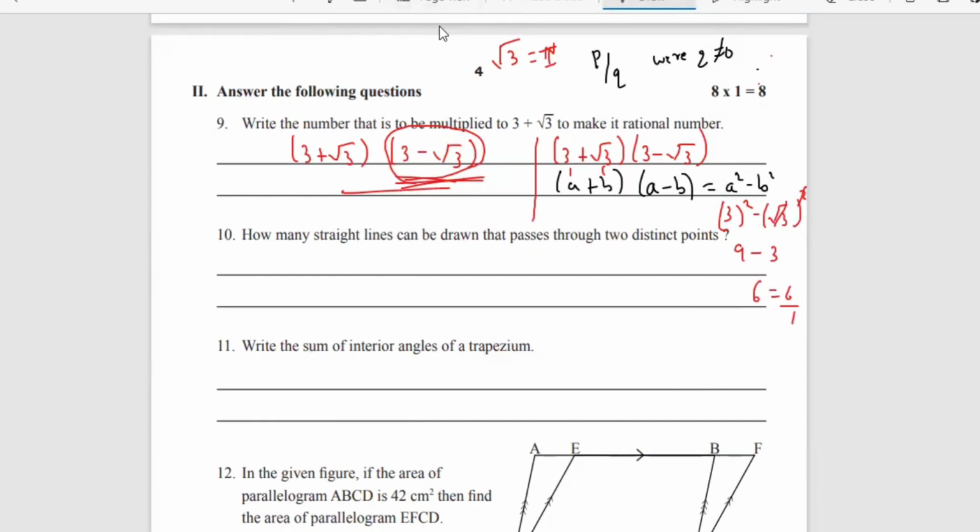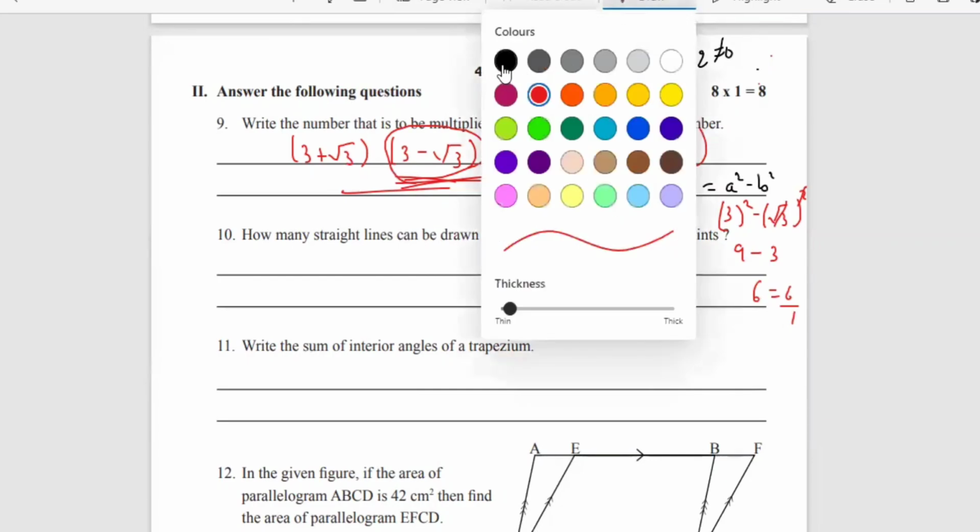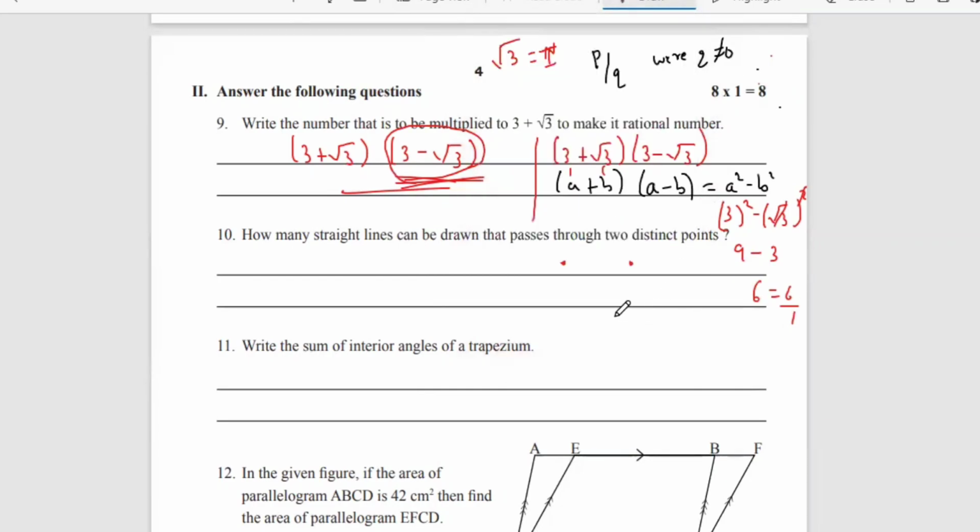The next one is very simple, just a one word answer. They have given two distinct points to you. Now, how many lines can we draw through two distinct points? Can you give the answer for me? That's very simple, just one line.